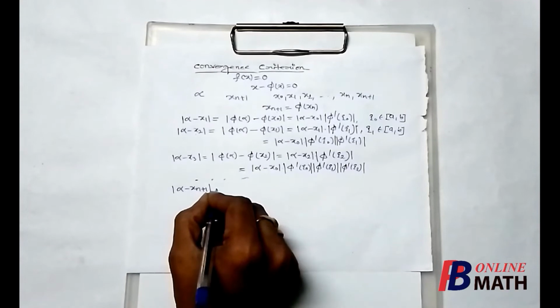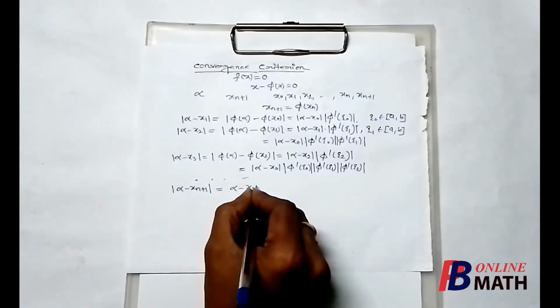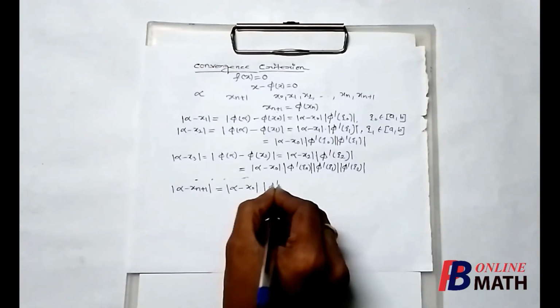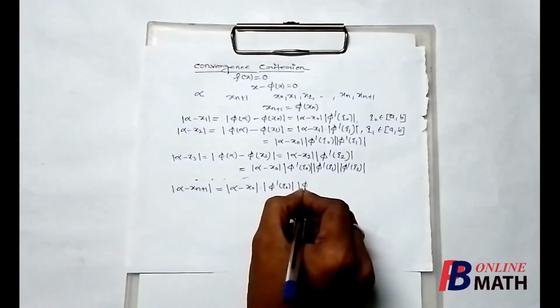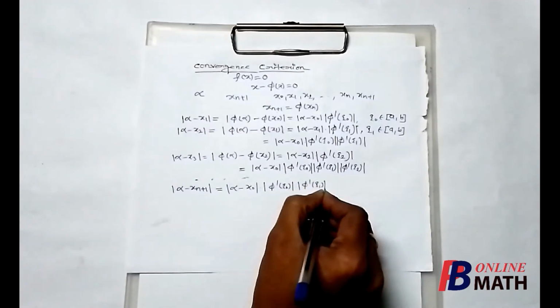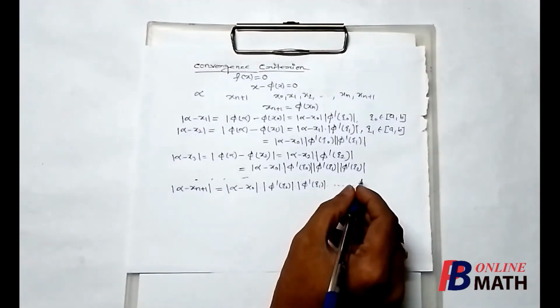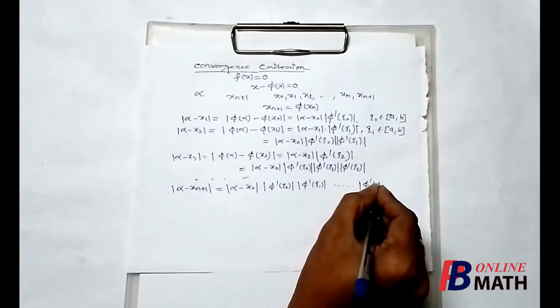Now continuing in this way, at the n plus 1 step we shall find that alpha minus xn plus 1, this will be alpha minus x0, its modulus, multiplied by modulus phi dash xi0 multiplied by modulus phi dash xi1 up to modulus phi dash xi n.